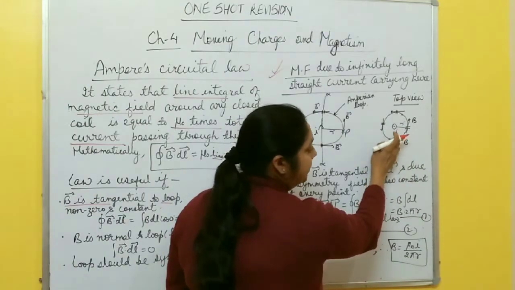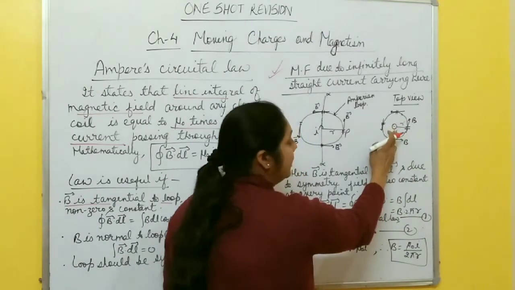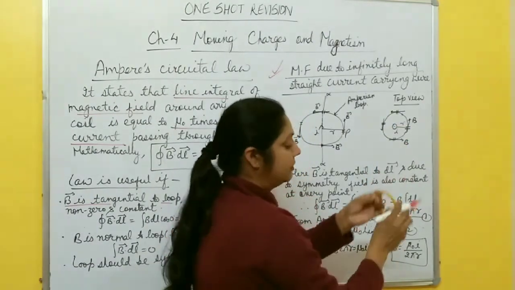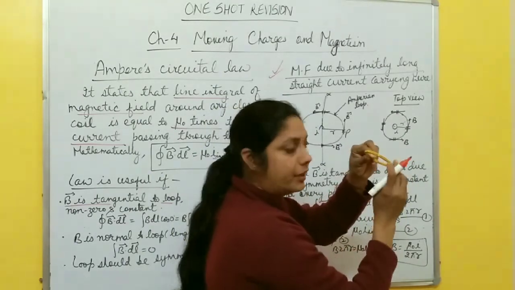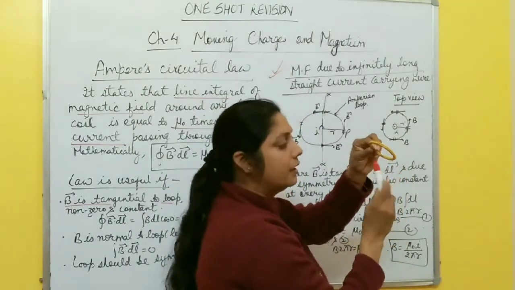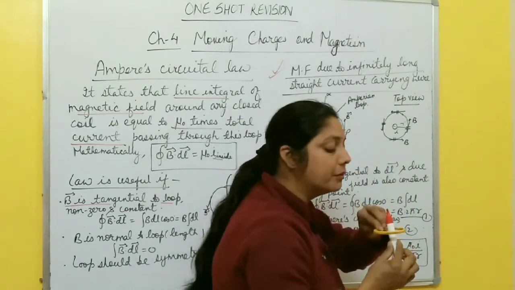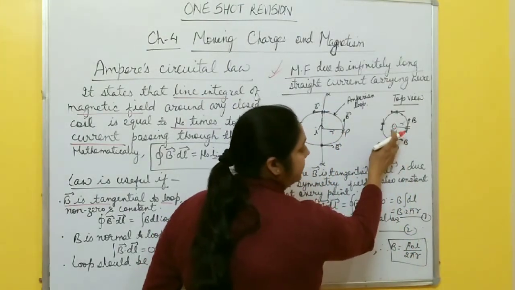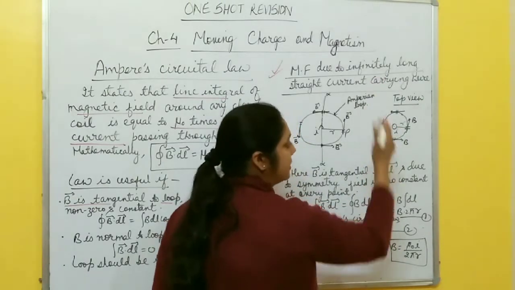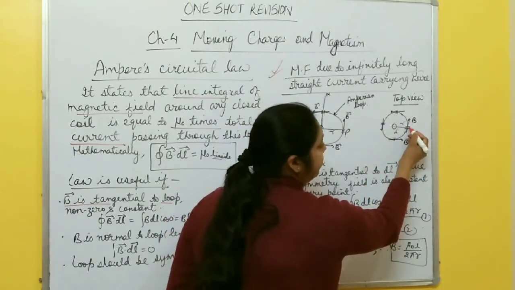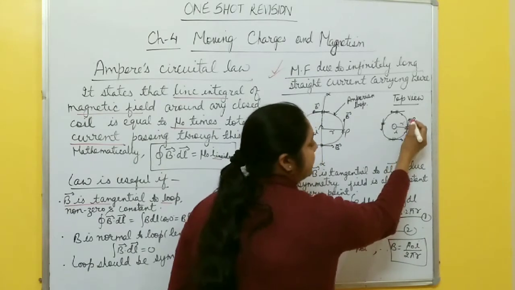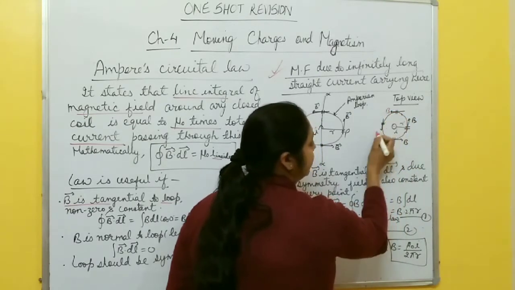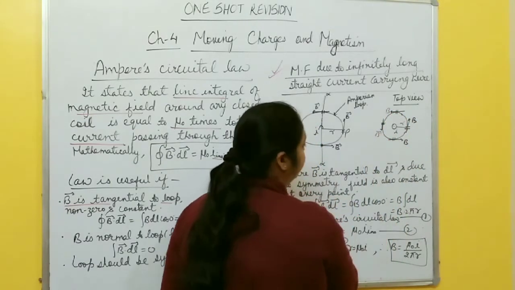There is one circle, and current is coming out through it. I have shown the direction of current outward with a dot inside this circular loop. Current is coming out if you look from the top side, so I represent the direction of current by a dot. It means current is outward, and at every point B is tangential to this surface. At this point B is in this direction, at this point in this direction.